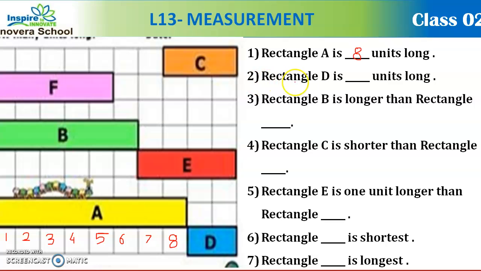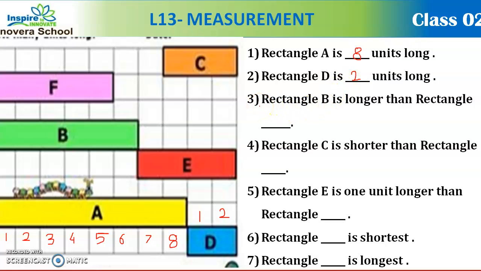Rectangle D is dash units long. Below A, it is in a blue color, light blue, sky blue. How many units are covered by rectangle D? You can see two blocks are there, 1 and 2. So we can write 2 as the answer. In this way we have to solve.